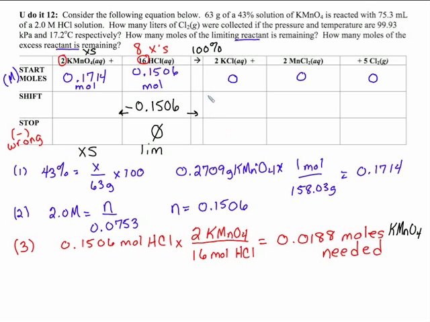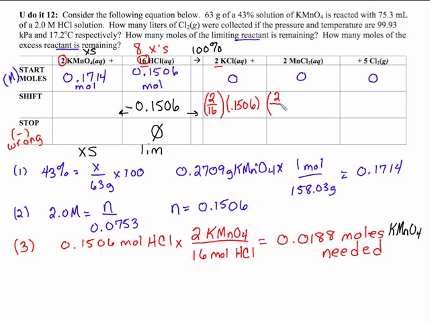Well, we do that. We always gain product, so that's going to be a positive. And I'm going to multiply by my mole ratio. It's always where you're going to over where you're coming from. So I'm going to take the mole ratio, then I'm going to multiply it by that 0.1506. Okay? Now, I'll do the same with my manganese.